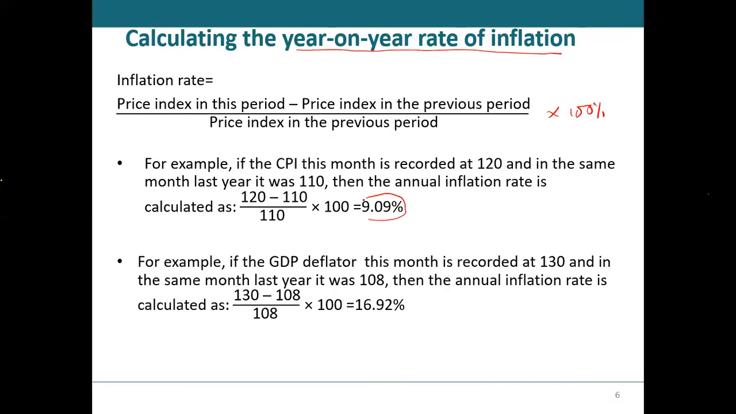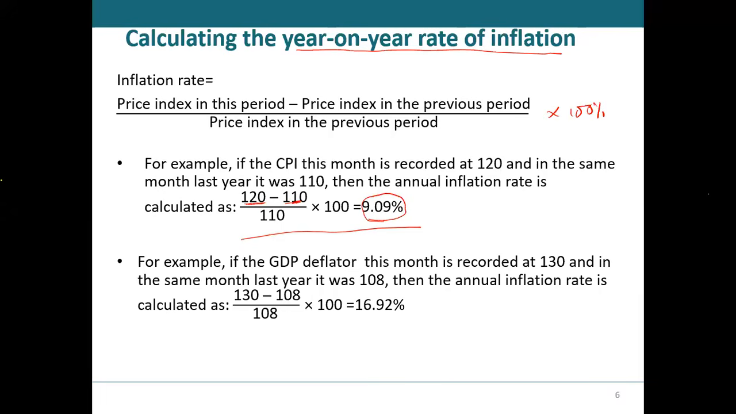And this is the inflation that has occurred between 2020 and 2019. If you look at this 120 as the price index for 2020, it means that there has been an increase of price of 20% between 2020 and the base year. And if you look at this 110 for 2019, what it means is that there has been a price increase of 10% in 2019 from the base year 2010. But if you want to look at year on year, like between 2020 and 2019, this is how we do the computation.